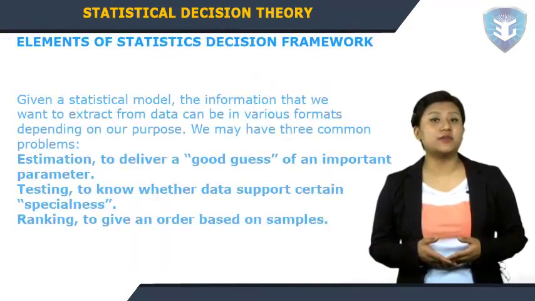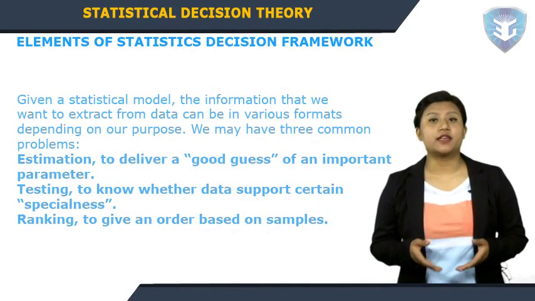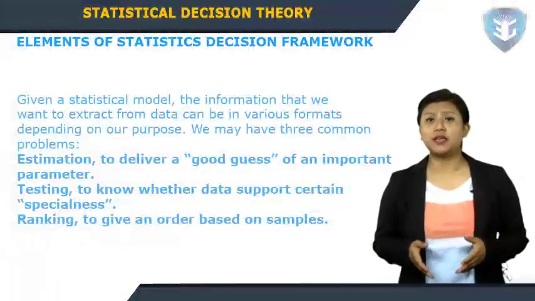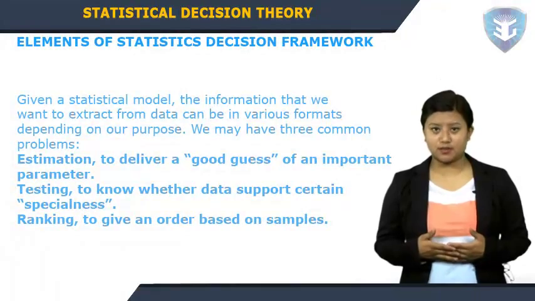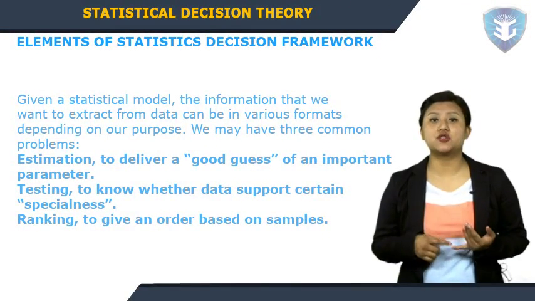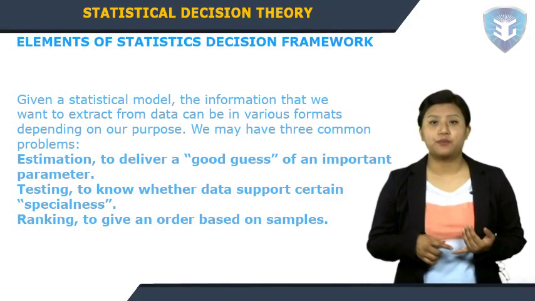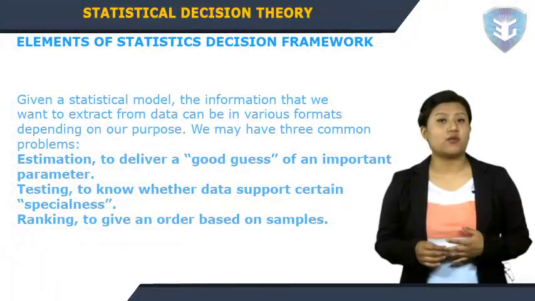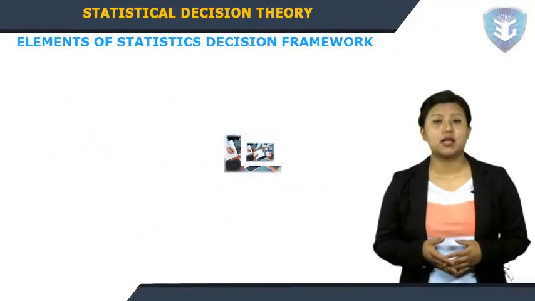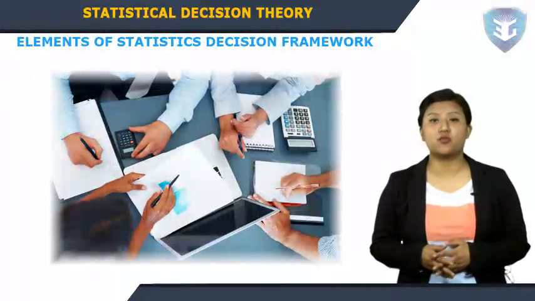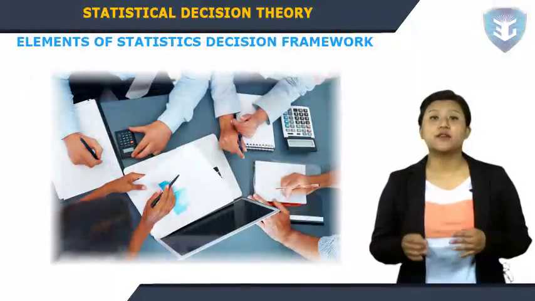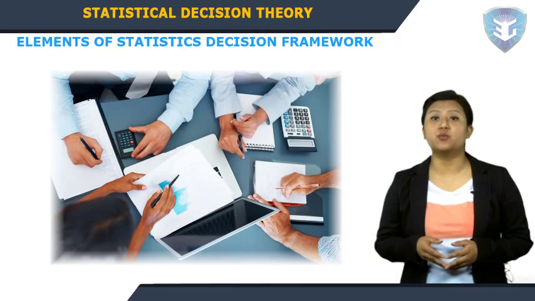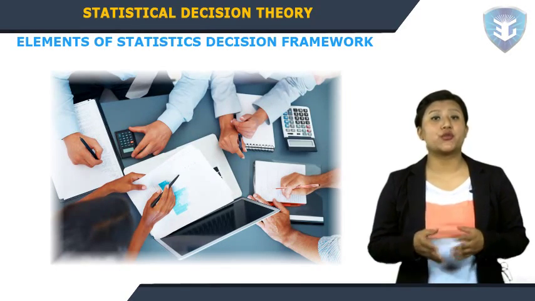Let us understand the elements of statistical decision framework. Given a statistical model, the information that we want to extract from data can be in various formats depending on our purpose. We may have three common problems: estimation, to deliver a good guess of an important parameter; testing, to know whether the data supports certain specialness; ranking, to give an order based on samples. Statistical decision theory is essential to modern digital communication theory, in which the transmitter essentially sends binary information represented by one of two possible waveforms to the receiver through the channel.